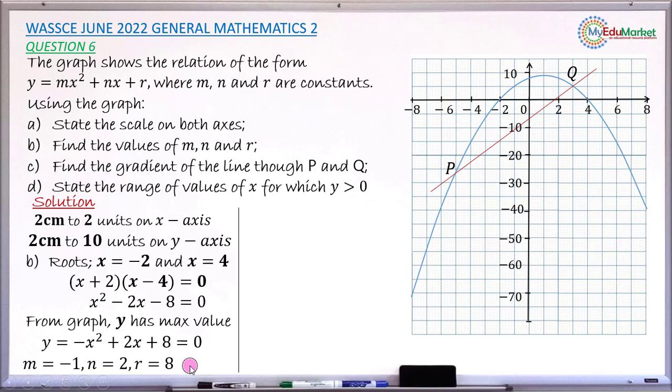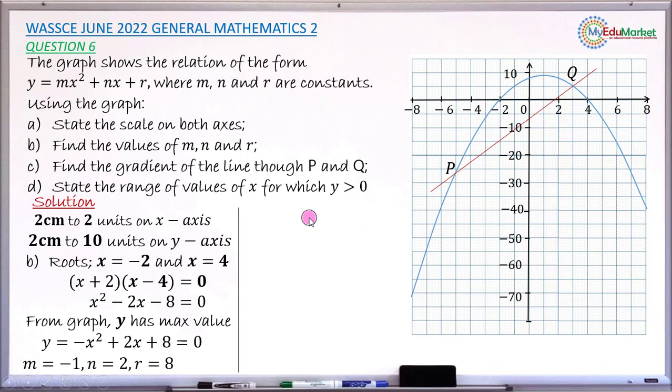So move to question number C. Question number C, we are asked to determine the gradient of the line that passes through this P and this very Q. So to do that, we'll now find the coordinates of these 2 points, P and Q, or any other coordinates on the line. So the value of P here, if you move to the horizontal axis, it will give you minus 5 here. If you move here also to the vertical axis, it will give you minus 27.